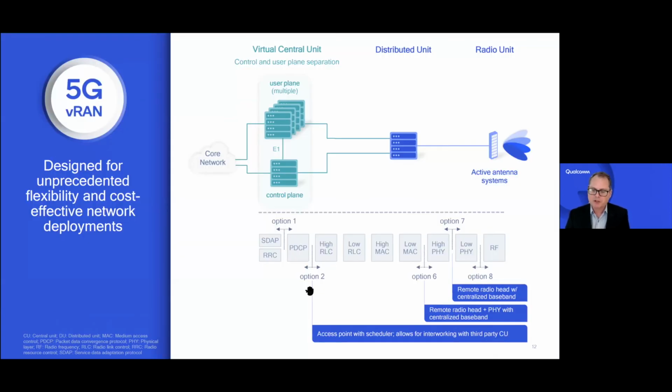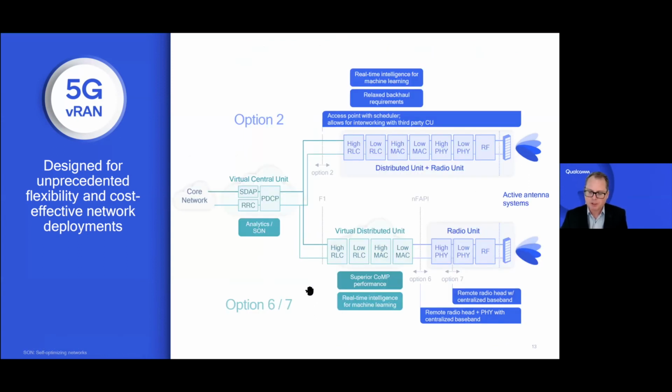So then moving on into this aspect of the deeper technical details into the RAN. So I think everyone here is probably familiar with the notion of option 7, option 2, and the trade-offs in the different sorts of splits. And it's something where when we look at virtualizing the central unit relative to the distributed unit and the radio unit, we see specific opportunities. And this aspect of, what are the pros and cons of option 2 in terms of real-time intelligence for machine learning or relaxed backhaul requirements? How can we have the access point with the scheduler?